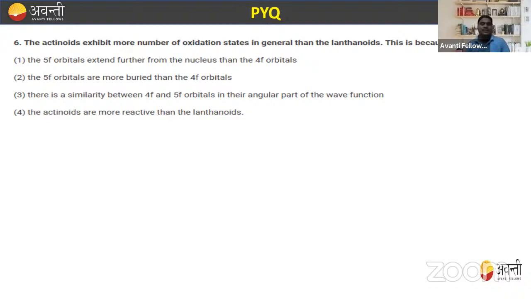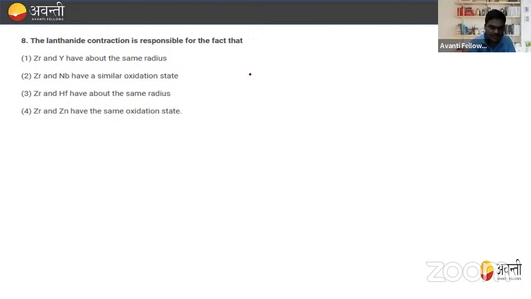The actinoids exhibit more oxidation states in general than the lanthanoids. So what is the possible reason behind this, beta? That is, the 5f orbitals extend further from the nucleus than the 4f orbitals, right? This is basically the reason why this is happening. The lanthanide contraction is responsible for the fact that Zr and Hf have about the same radius, right? So the correct option is 3. I hope this is clear to you all.